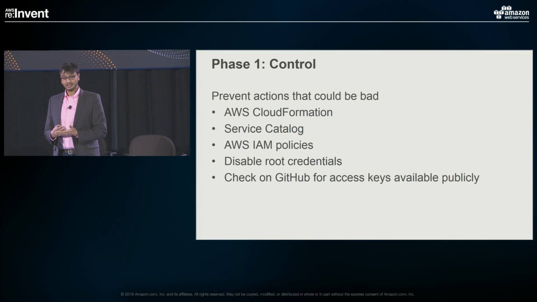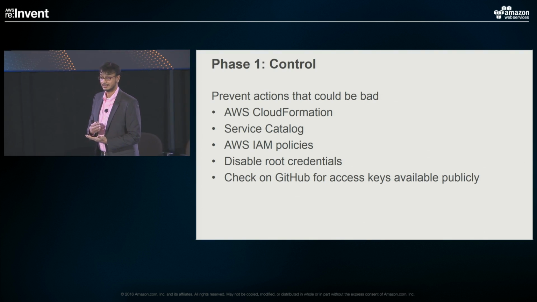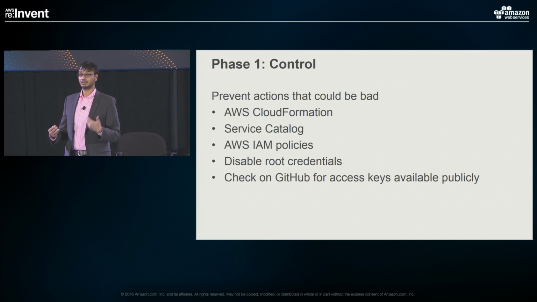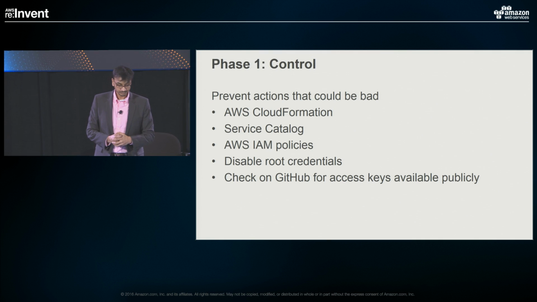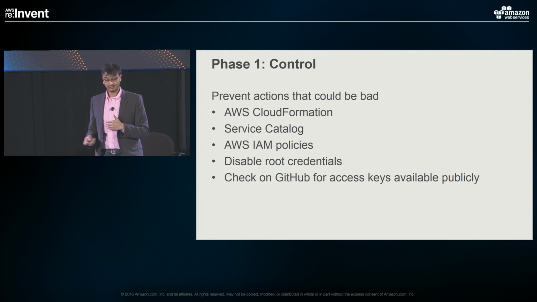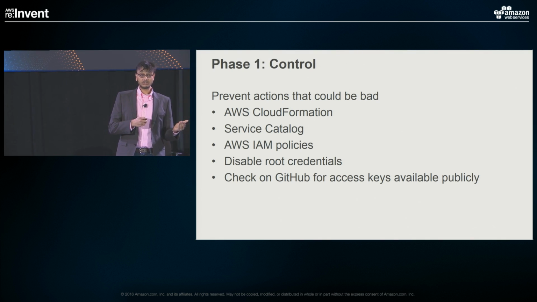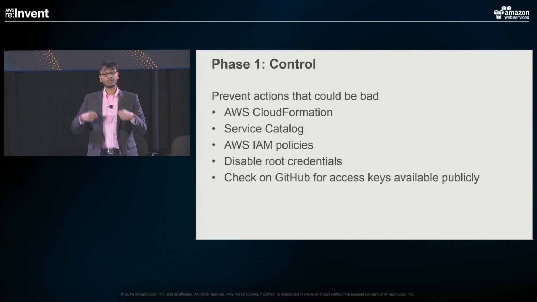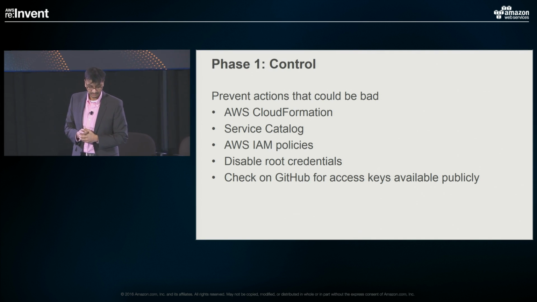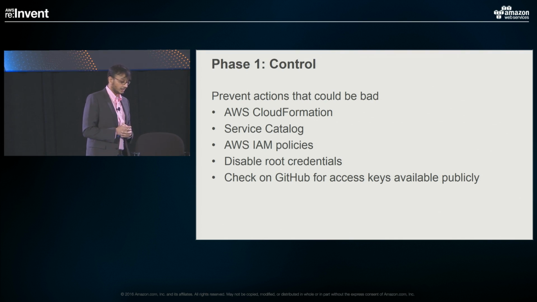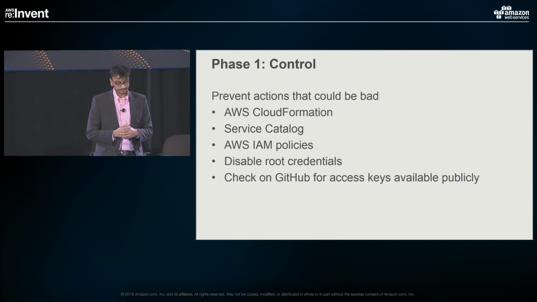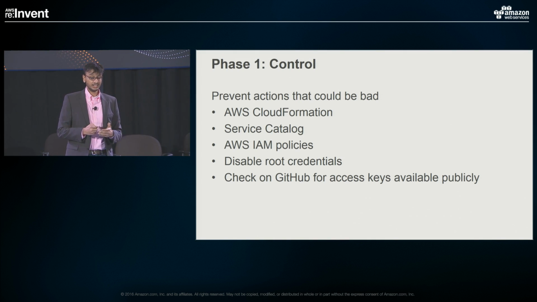CloudFormation helps you templatize resources so they're provisioned in a consistent and repeatable manner. So you don't have 5 different configurations to take care of. There's one standard one. Service Catalog is an extension of CloudFormation. So you can limit what your users can provision. We'll look at that in detail. Using IAM policies, of course, is the best way to prevent people from doing things that are not authorized. Disabling root credentials, and then checking on GitHub for public access keys. This is an important one.